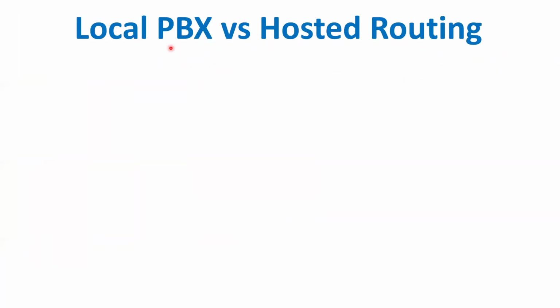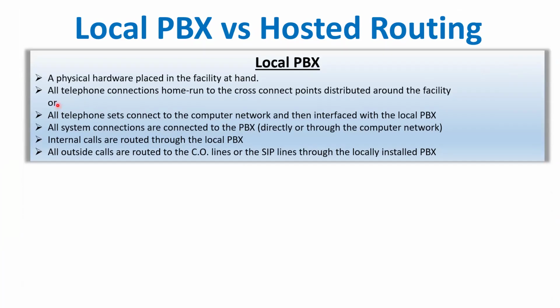Local PBX versus hosted routing. Local PBX, a physical hardware placed in the facility. That's it. That's the phone system. All telephone connections home run to the cross connect point, which is the BICS. Usually it will be the BICS platform that we connected the 25 pair cable to. We're going to do some more with that in the next few labs.